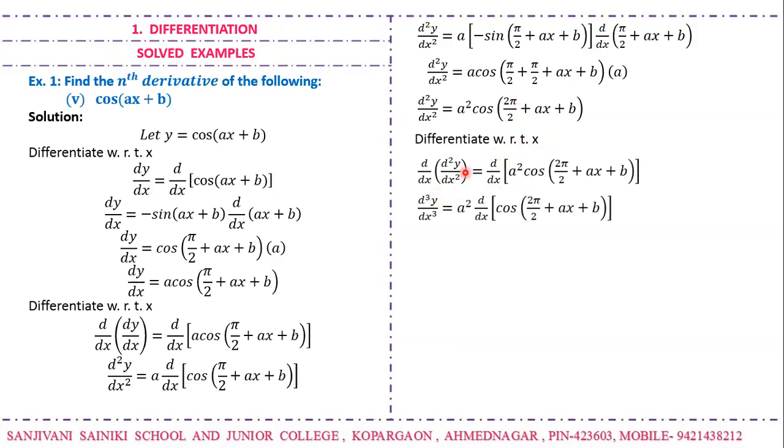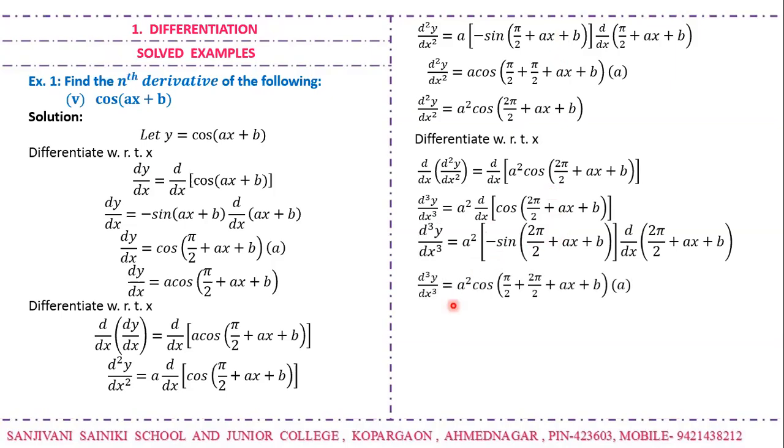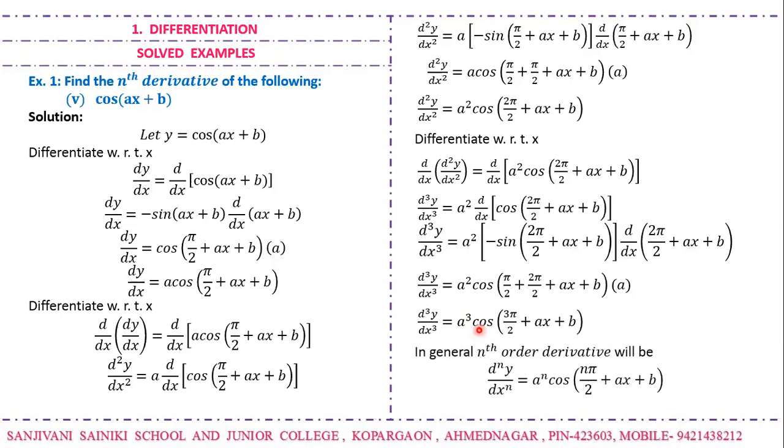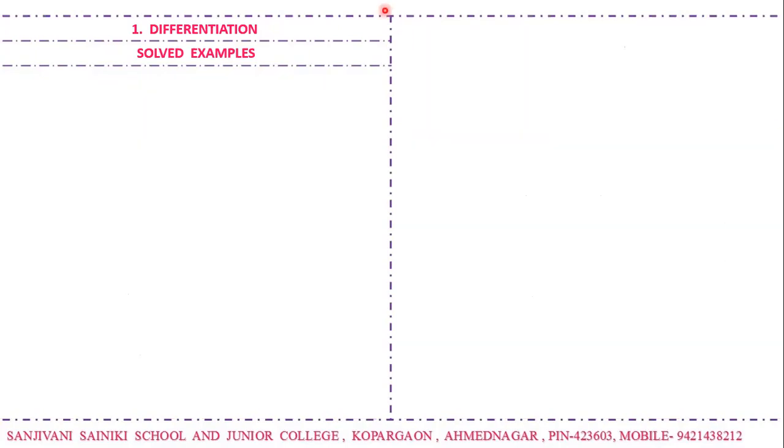Again differentiating with respect to x, we get the third order derivative as the previous differentiation. d cube y by dx cube is a square cos of pi by 2 plus pi by 2 plus ax plus b. So a cube cos of 3 pi by 2 plus ax plus b. So we can generalize from this formula. We can generalize the nth order derivative of cos ax plus b as a raised to n cos of n pi by 2 plus ax plus b, is the nth order derivative of the given function.